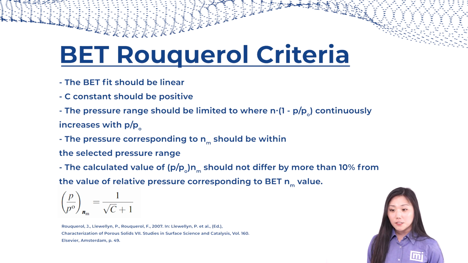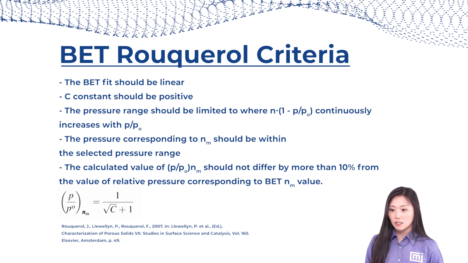The BET fit should be linear. The C constant should be positive. The pressure range should be limited to where n times (1 minus the relative pressure) continuously increases with the relative pressure, and this is known as the Rouquerol transform plot. The pressure corresponding to the monolayer capacity should be within the selected pressure range.